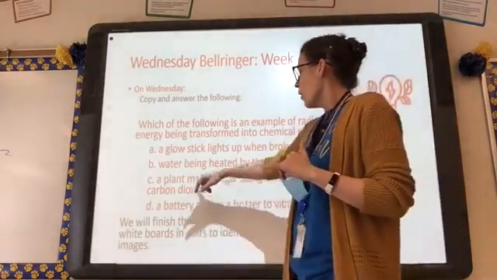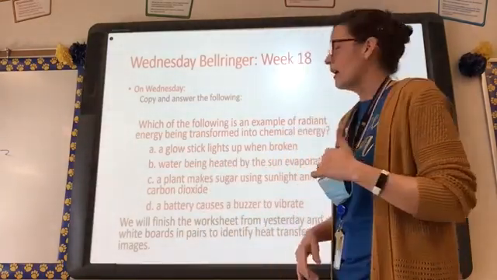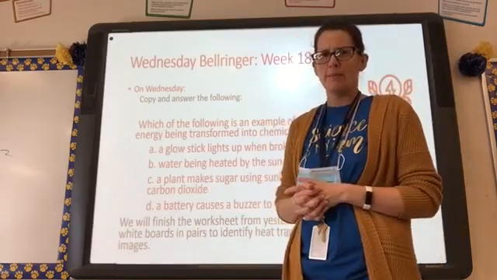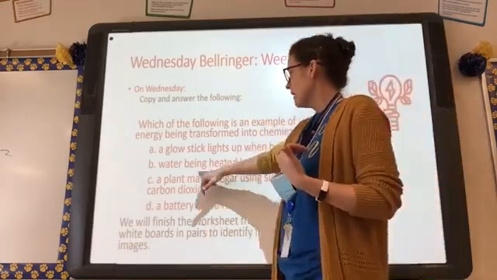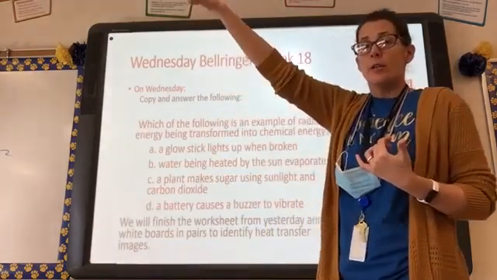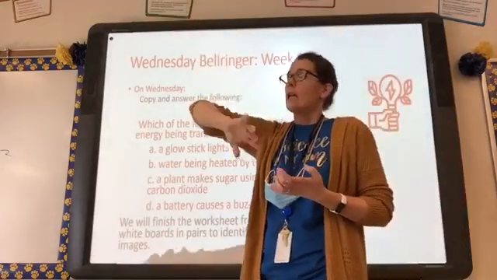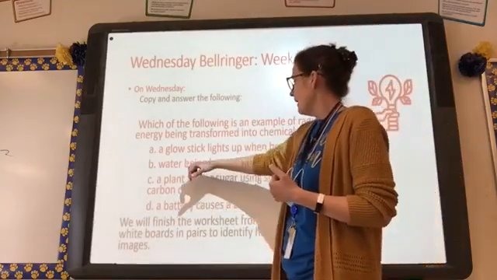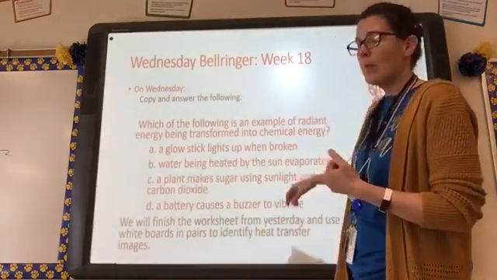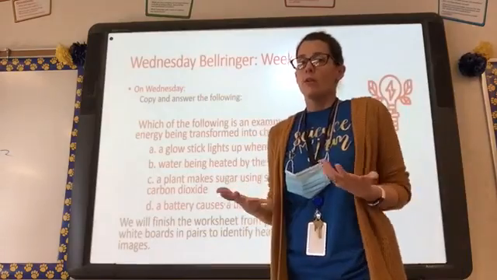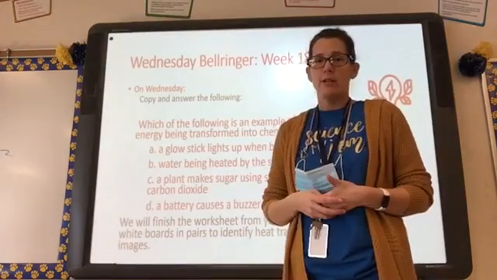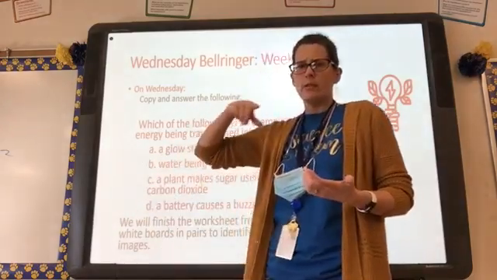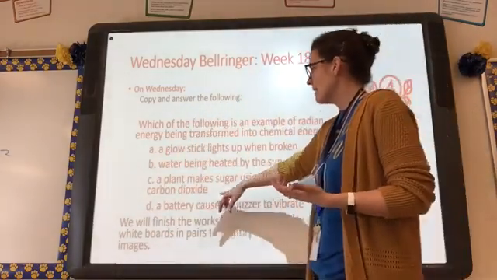B says, water being heated by the sun evaporates. What type of energy do we have happening there? If the sun is heating it, we've got some nuclear energy in the sun. That turns into light and thermal energy. And if it's heating water enough to evaporate, that'd be that thermal energy. But I don't see any chemical energy in there at all. Do you? Let's go ahead and mark that one off too. It's not B.